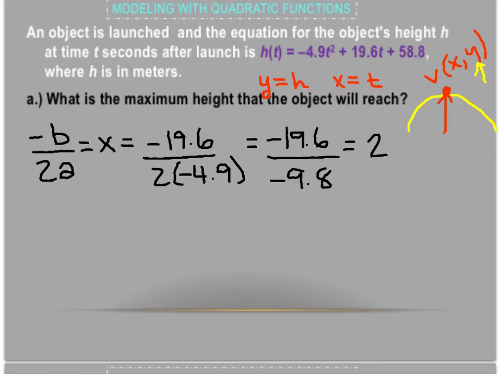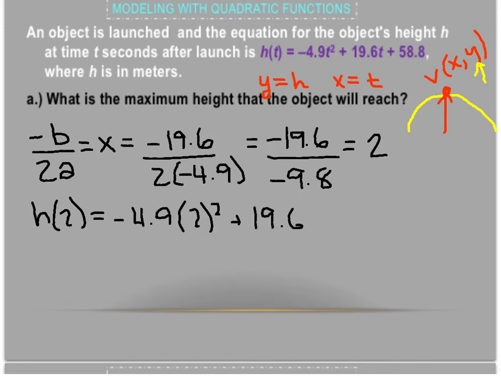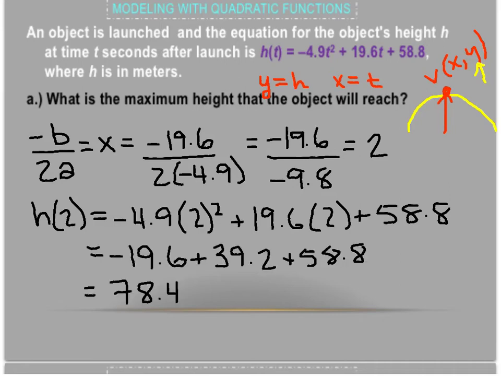Evaluating that, I end up with a nice pretty number like 2, which means that at 2 seconds is when it's going to hit its max height. So now I need to plug that into my function. So h of 2 is going to be negative 4.92 squared plus 19.6 times 2 plus 58.8. Evaluating that, all right, so h of 2 is 78.4.